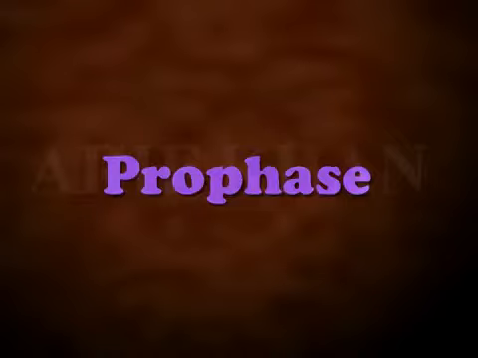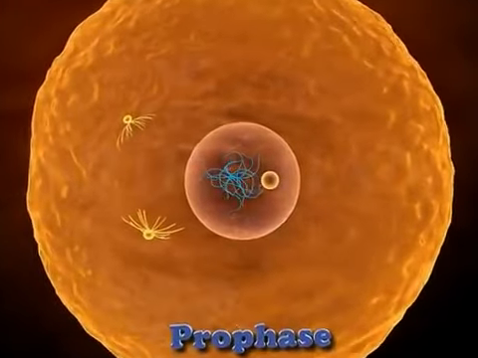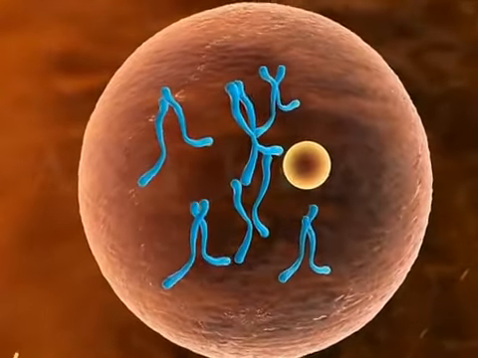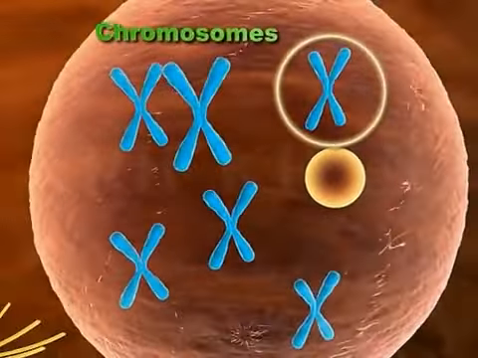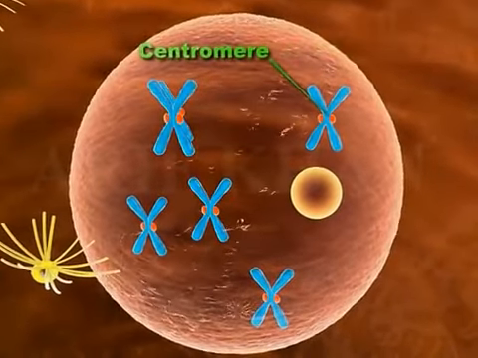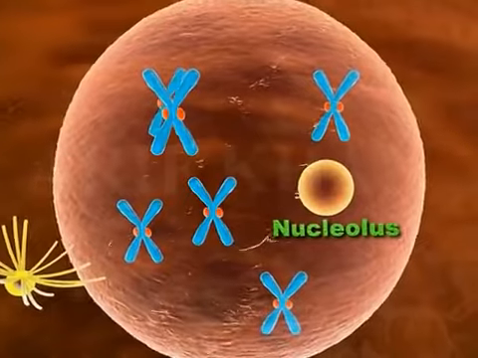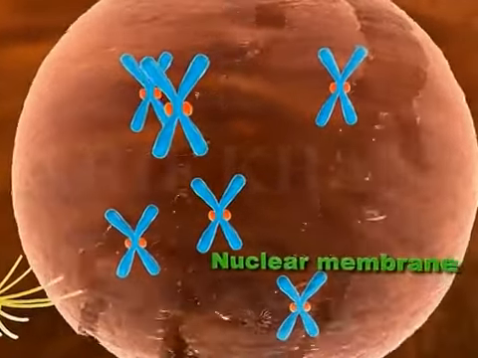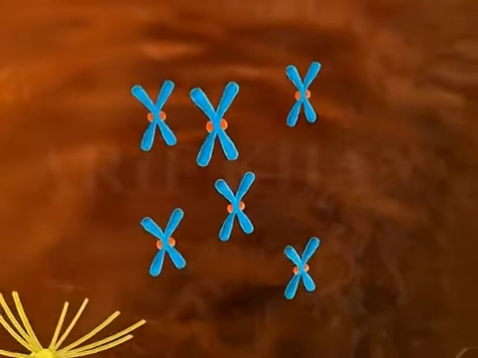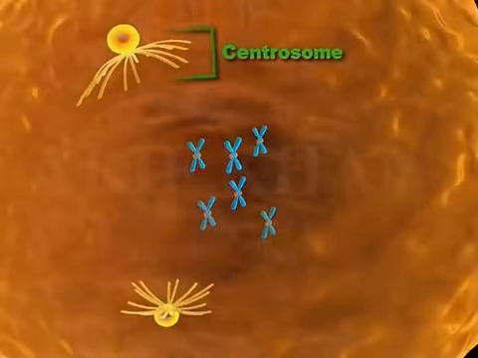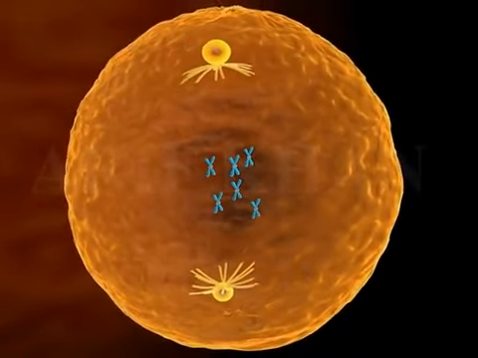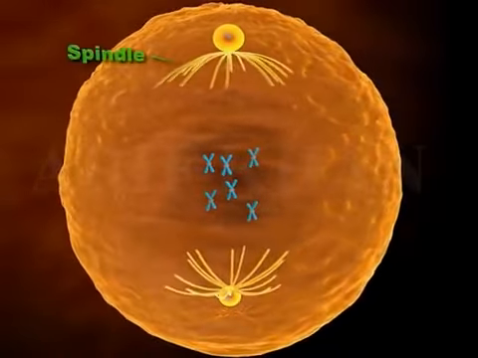Prophase. During prophase, the chromatin condenses and becomes short and thick to form chromosomes. Each chromosome has two sister chromatids joined together at the centromere. The nucleolus disappears and the nuclear membrane starts to break down. The centrosomes, each with a pair of centrioles, move apart to the opposite poles, forming a spindle between them.